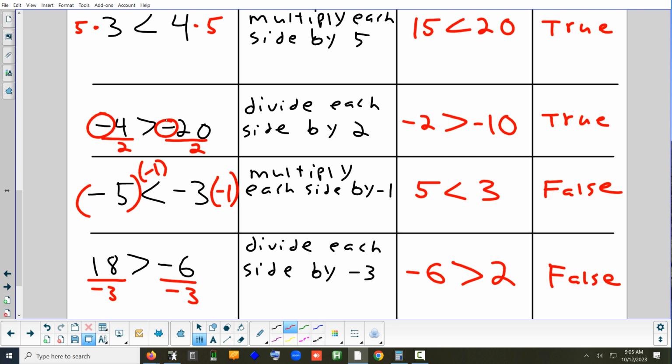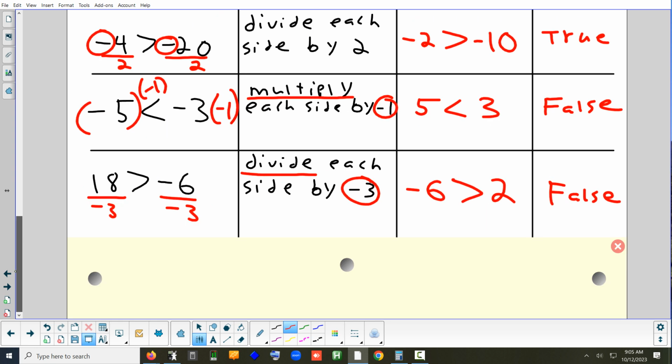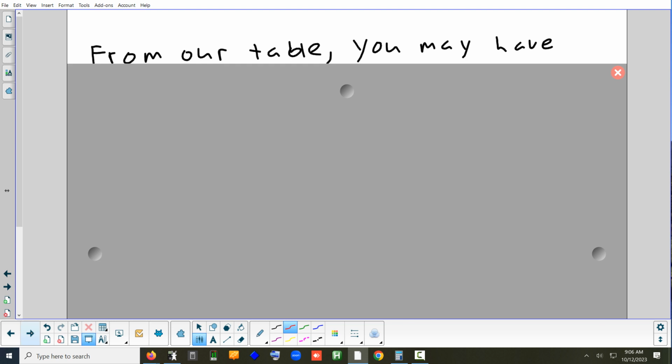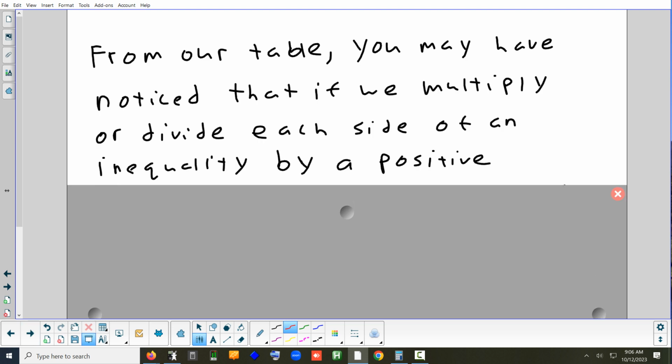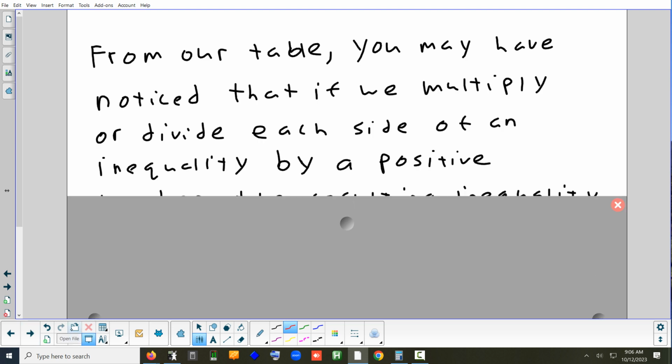So we're going to have to remember to do something. Anytime you multiply by a negative or divide by a negative, doesn't matter what the negative is, negative 3, negative 10, negative 8, we've got to do something to fix it so that it remains true. And that's what we're going to look at right now.